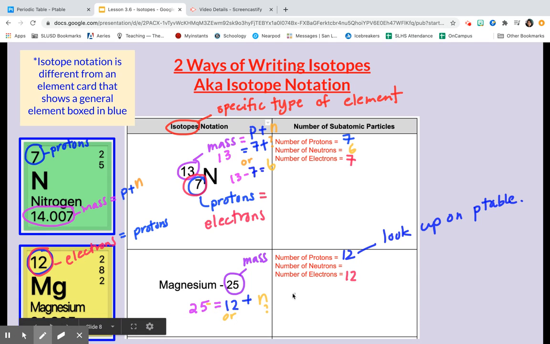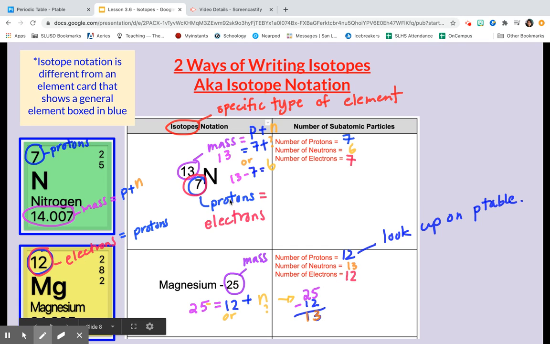or let me write it on the side here, or I can think 25 minus 12 would be what? Well, 5 minus 2 is 3, 2 minus 1 is 1. So here, I should actually have done this in orange because this is my number of neutrons. So I have 13 neutrons, right?